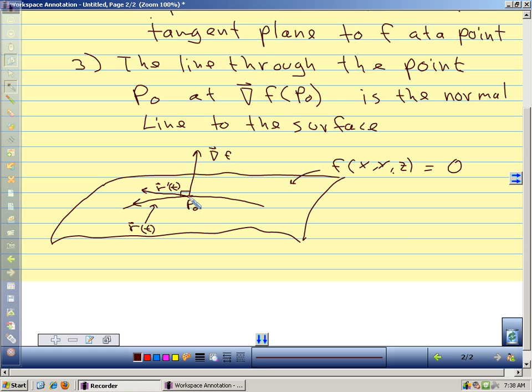So del f is normal to our surface. It's normal to our tangent line, and our position vector r of t is any arbitrary curve on our surface. So that's our picture. Questions?